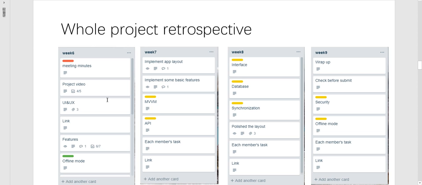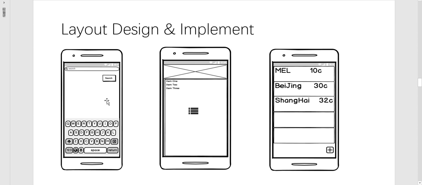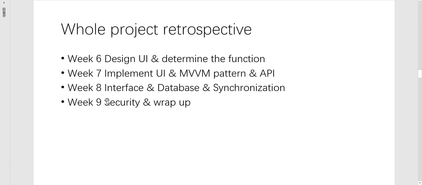This is our whole project retrospective. In week 6, we used the modeling tool to design the UI and determine the main idea of our application and the functions we are going to implement. This is our design for the layout. In week 7, we finished the UI implementation, built the MVVM pattern for the whole project, and constructed the API for the weather information. This is the final layout.